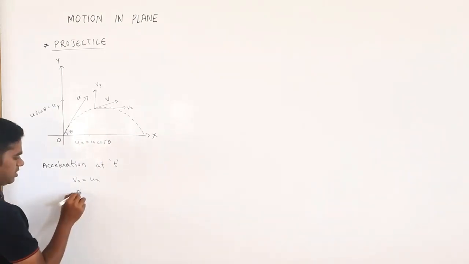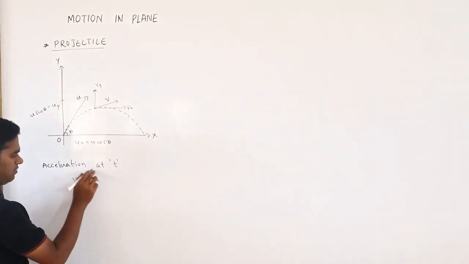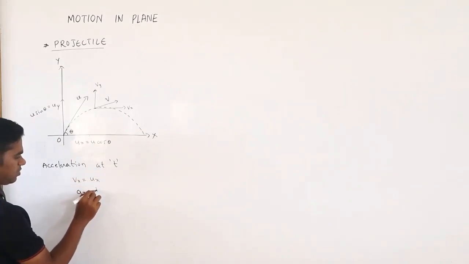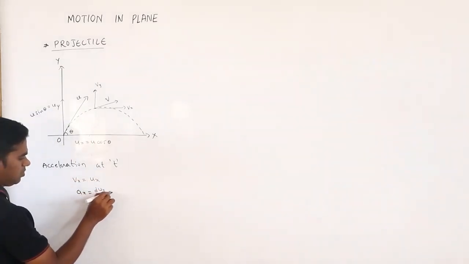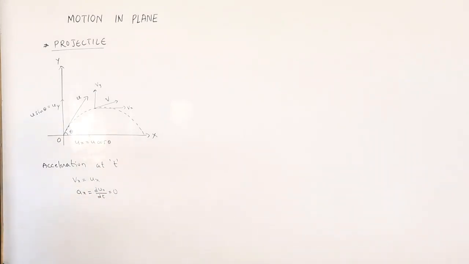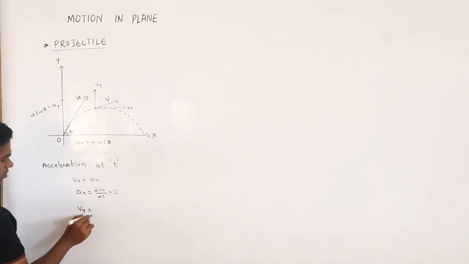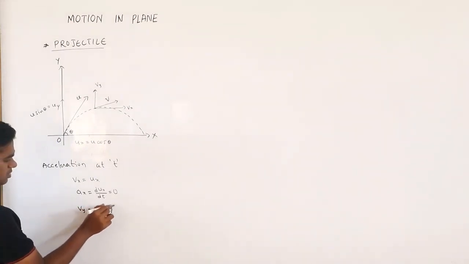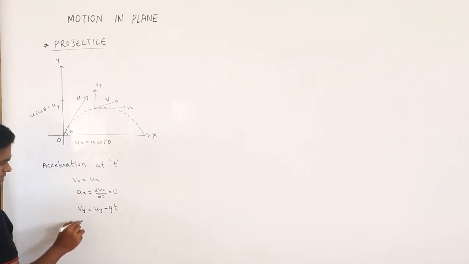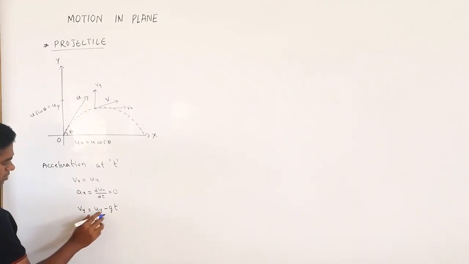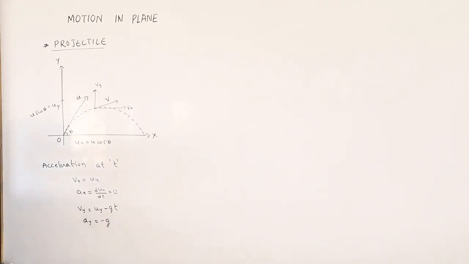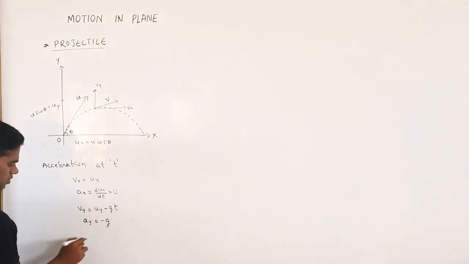So what will be the acceleration along the x-axis? The differentiation of a constant is going to be 0. So that is why acceleration along the x-axis is 0. What about the acceleration along the y-axis? Vy is equal to uy minus gt. So the acceleration will be ay equals minus g, because the differential of t is 1.